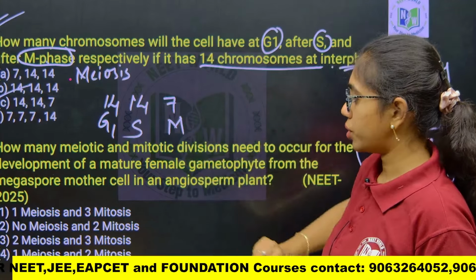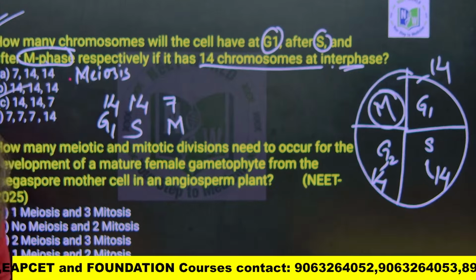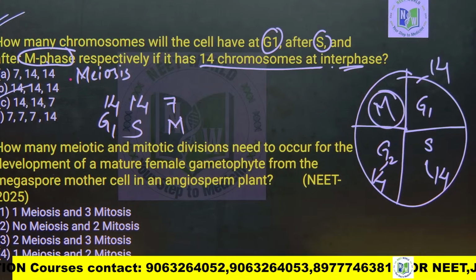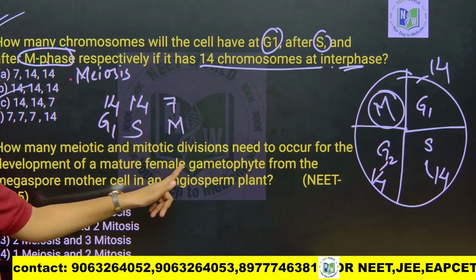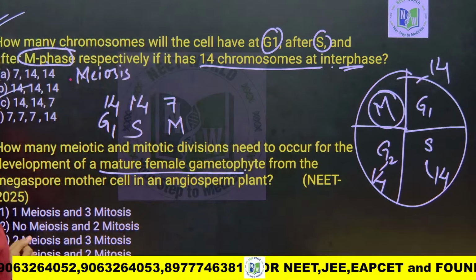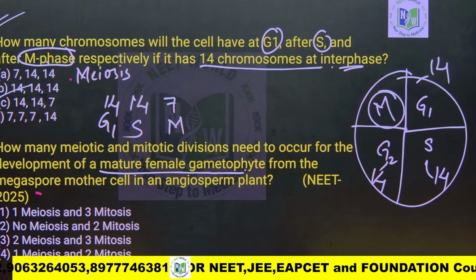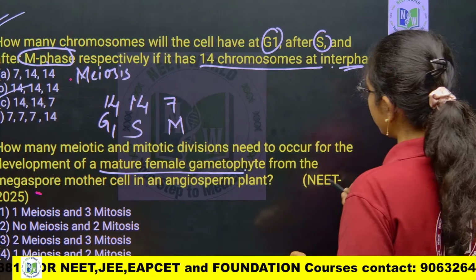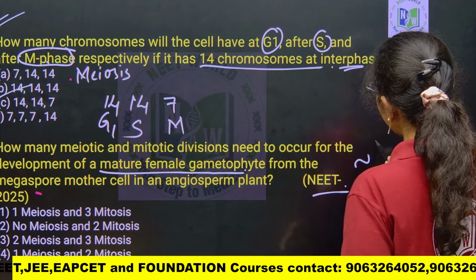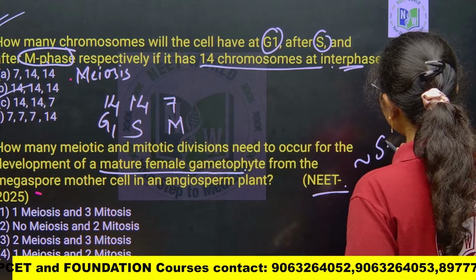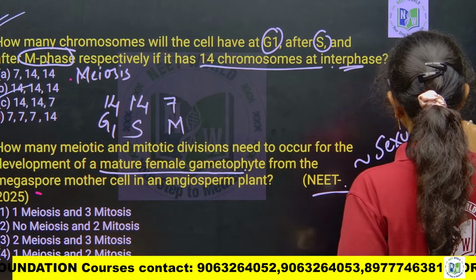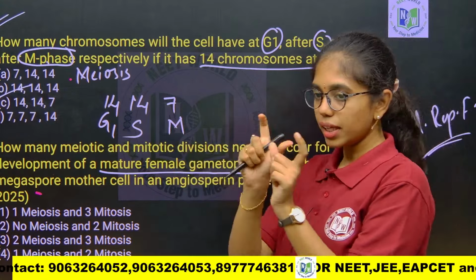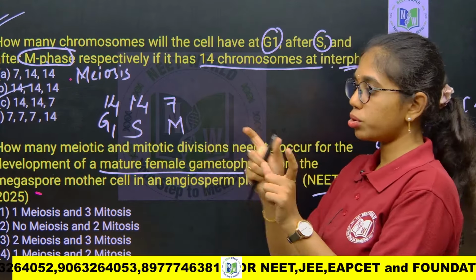Okay. This question you look into. How many meiotic and mitotic divisions need to occur for the development of a mature female gametophyte from the megaspore mother cell in an angiospermic plant? This question is in connection with sexual reproduction of flowering plants. This is a NEET 2025 question, from the chapter sexual reproduction of flowering plants, where, connecting to cell division, he has asked about megasporogenesis. Those two concepts are connected.